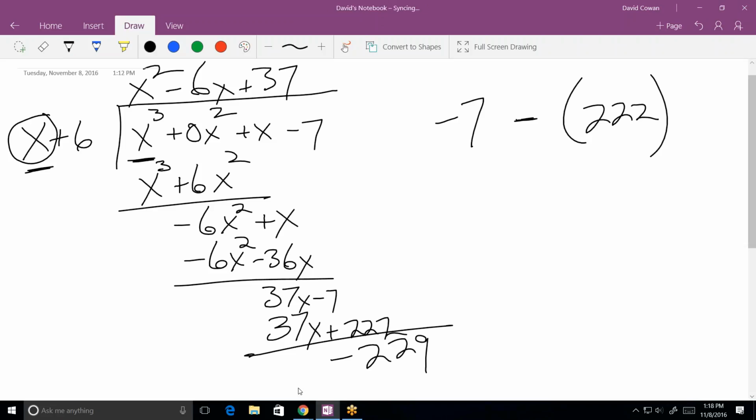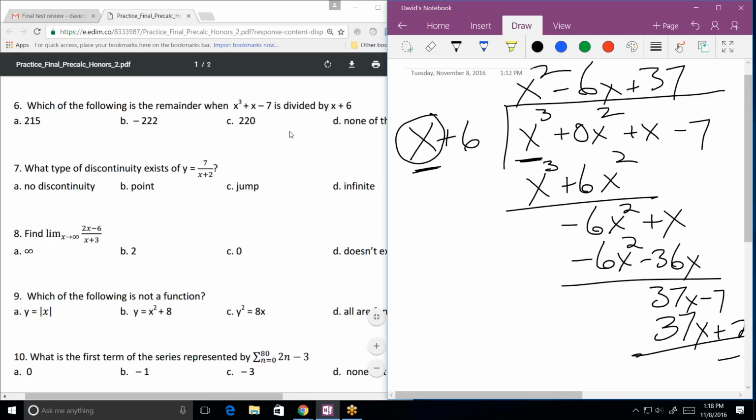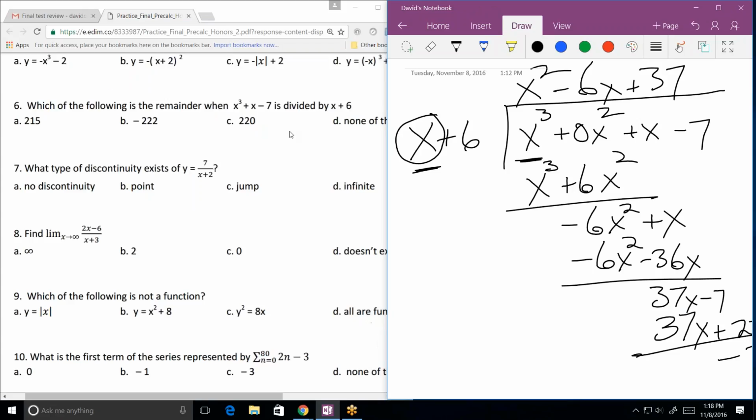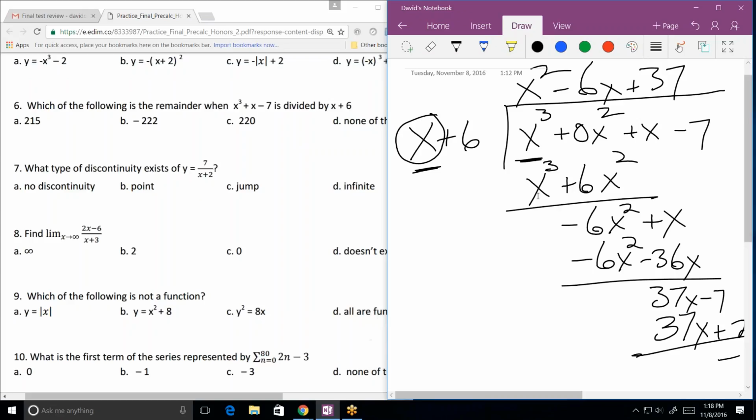In other words, once we get down below x, we can no longer divide anymore. So minus 229 is your remainder. I guess none of these, but that presumes that I did not make a mistake. Let me just check my math real quick.